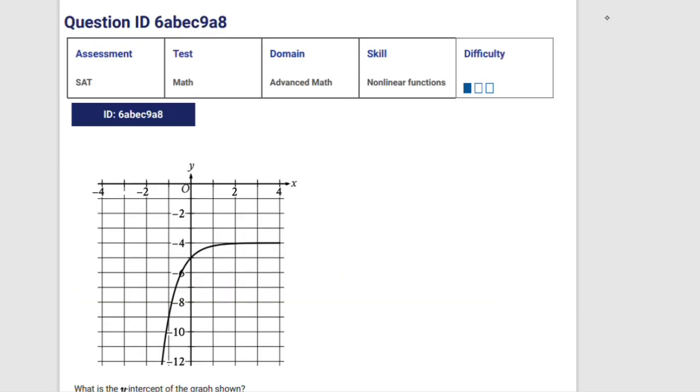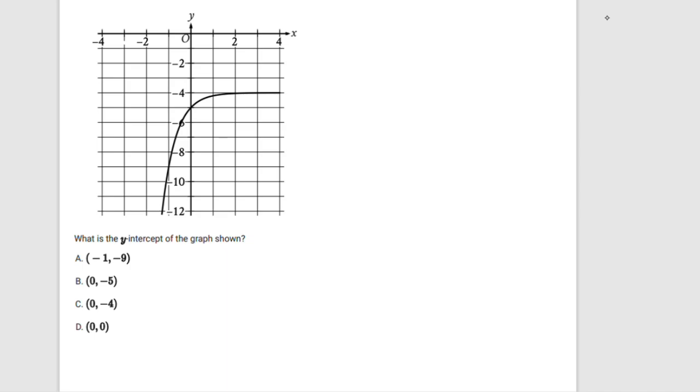All right, so next, here's a question. What is the y-intercept of the graph shown? We know the y-intercept is just where the graph cuts the y-axis. So this is our graph, and the cut on the y-axis is at this point. This is 0 and this would be -5, so the y-intercept is -5. So we see that B is our right answer.